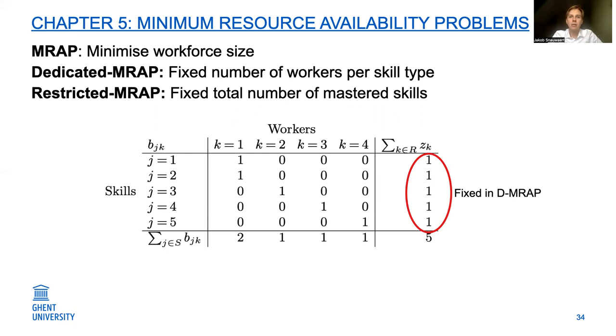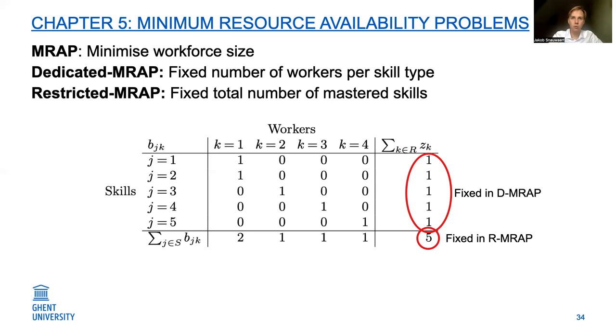Then for the restricted variants, we look again at the efficient workforce with a minimum workforce size, but the total number of mastered skills is fixed. So again, in this example, if the total number of mastered skills is equal to 5, then the restricted MROP will give a solution of 4 workers.